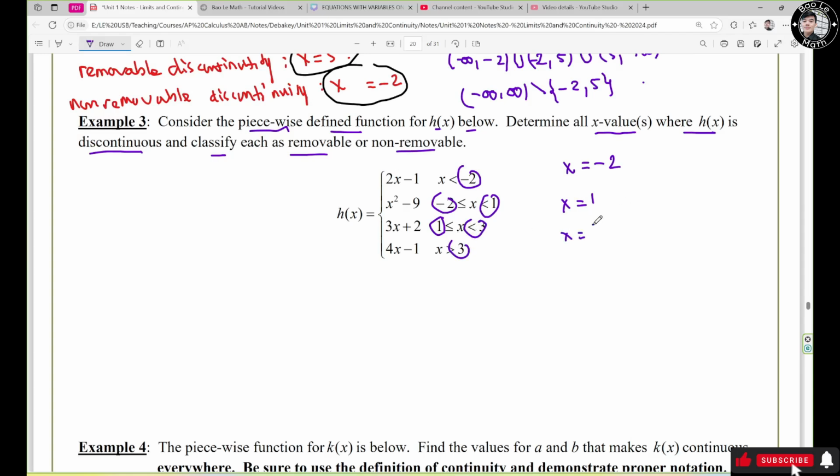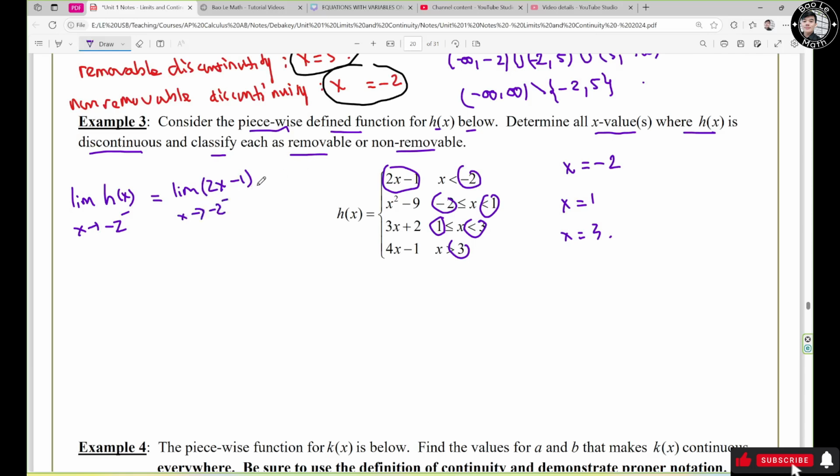S equals 3, right? Now, you need to find the limit of the function h of s when s approaches -2 minus first, right? -2 minus, which means less than -2, right? So you're going to pick this one right here, right? So it turns out to be the limit of the function 2s minus 1 when s approaches -2 minus, right?